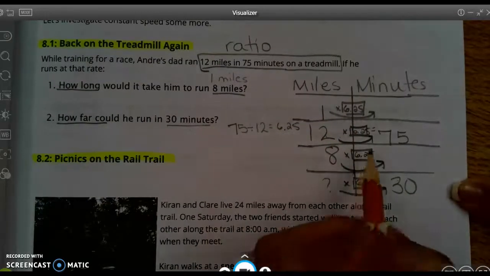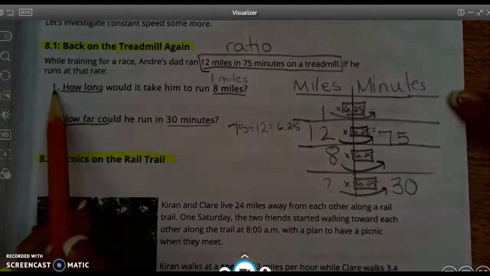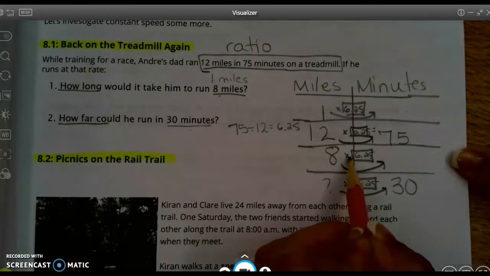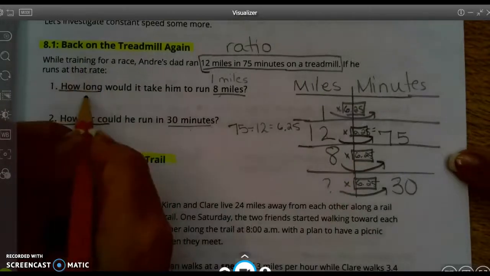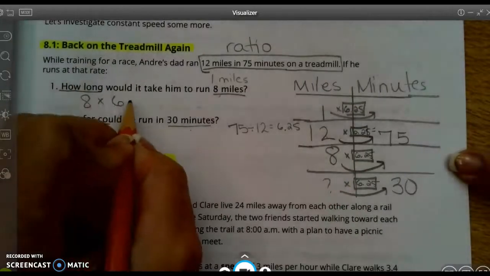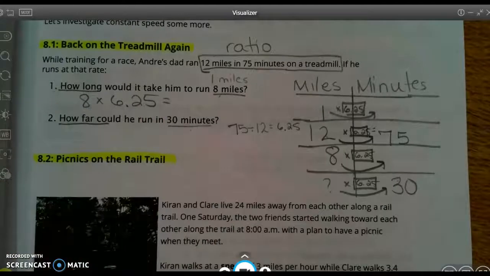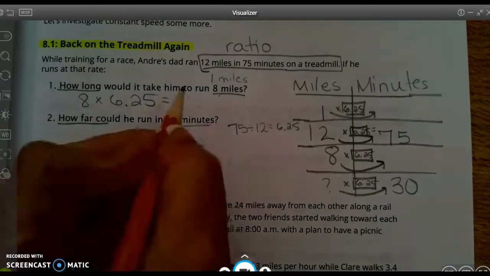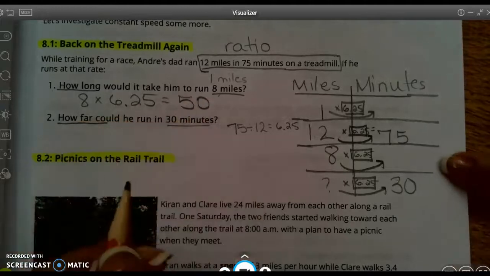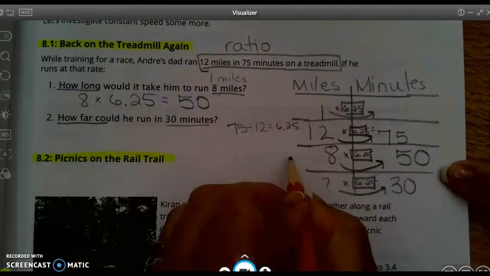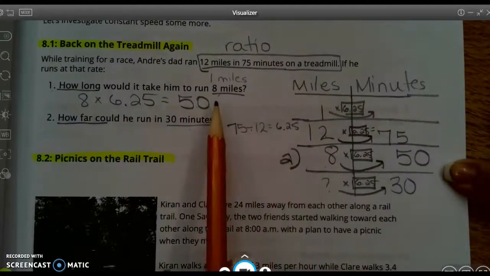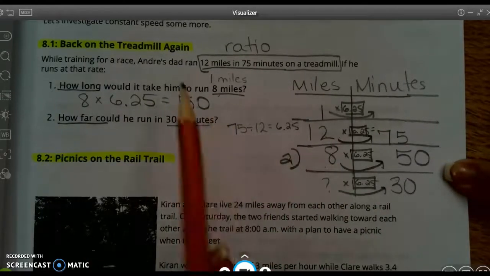Okay. So then to find out the answer to question 1, how long would it take him to run 8 miles, then I would do 8 times 6 25/100. So I'm going to write that down actually. Okay. And then I'll use my calculator. 8 times 6 25/100 is equal to 50. So on my table, it would take 50 minutes to run 8 miles, which is the response to number 1.